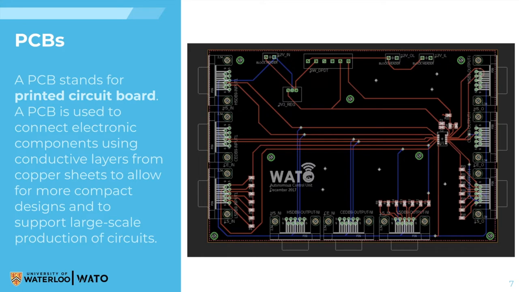The last thing I'll talk about in terms of theory is what a PCB is. PCB stands for printed circuit board, and it is used to connect electronic components using conductive layers from copper sheets, to allow for more compact designs and to support large-scale production of circuits. If you ever opened up any electronic, you can see that there's usually a green board, and this is a PCB. On this picture, this is a custom PCB that we use to control the CAN buses. This is a sample rendering of what the PCB may look like.